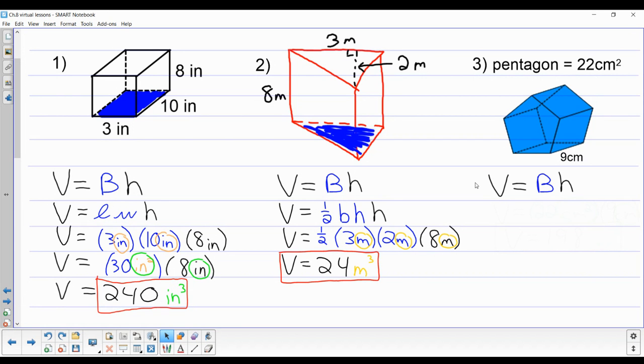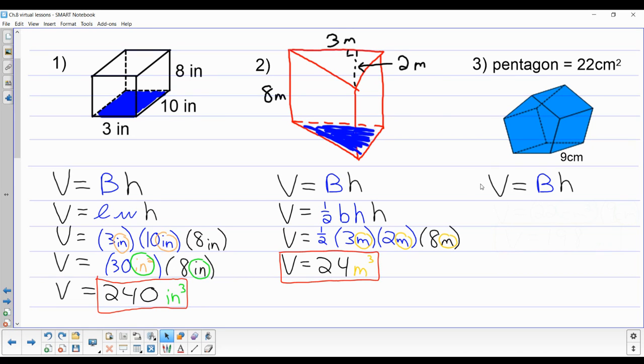Now in this kind of problem, we do not know how to find the area of a pentagon. We have not learned that yet. In these kinds of problems, they will tell us. You look at the problem, it says the pentagon is equal to 22 centimeters squared. That's the area. That is what I plug in for the area of the base. If it's a shape that we have not learned, it will be given to you.